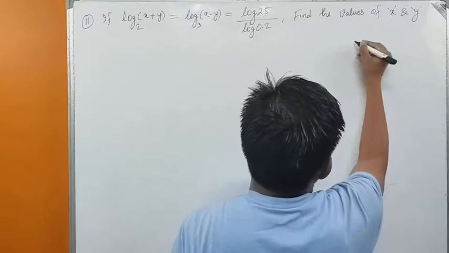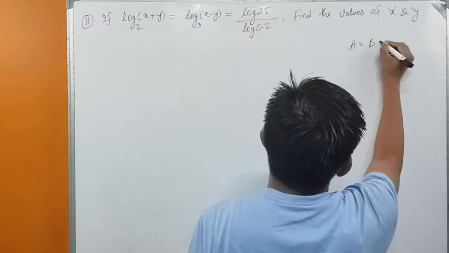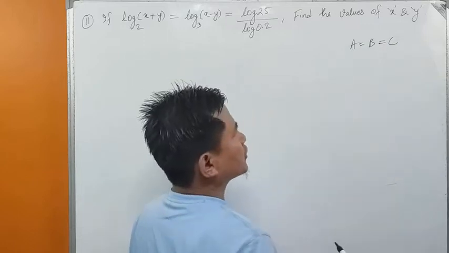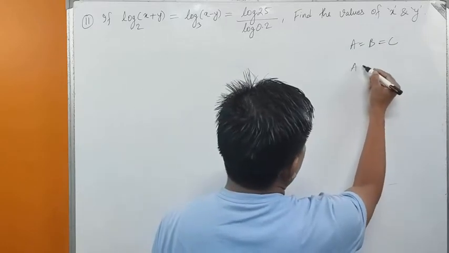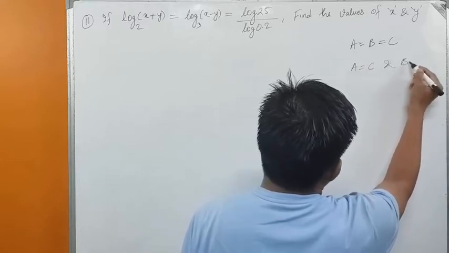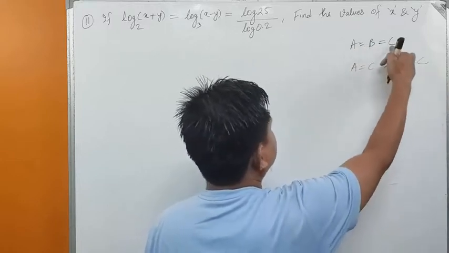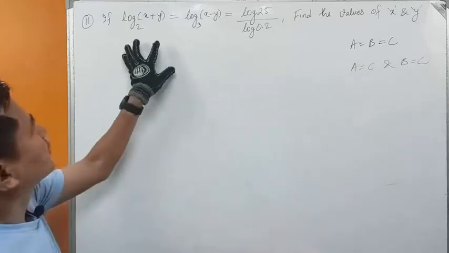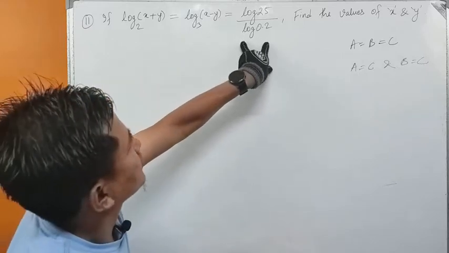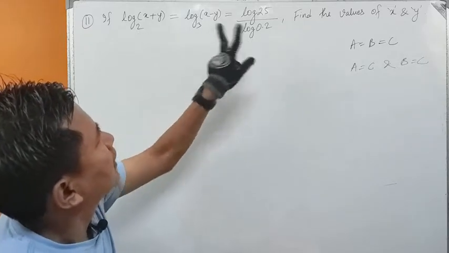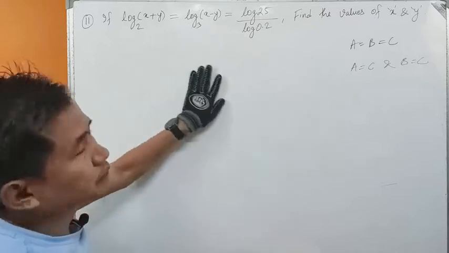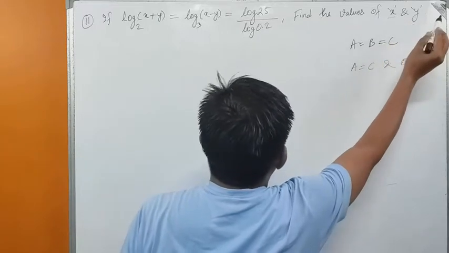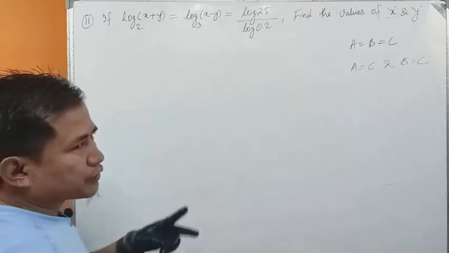Suppose a equals b equals c, which means the values of a, b and c are equal to each other. So we can write this as a equals c and b equals c. Similarly, this equals this equals this means this equals this and this equals this. We are going to make two equations because we are asked to find the values of two variables, x and y. So we need two equations.